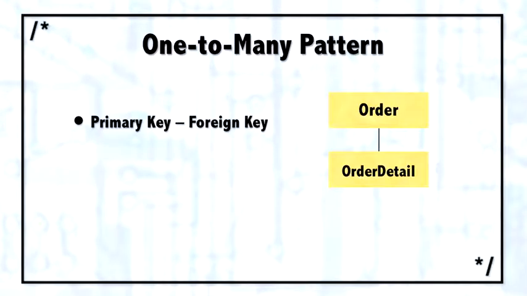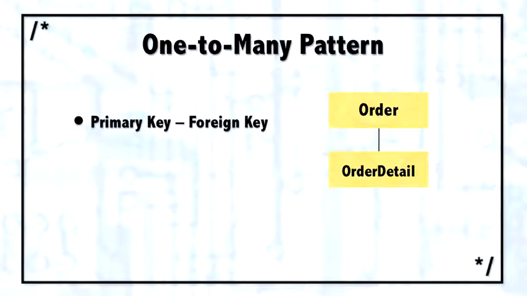The most common pattern is the one-to-many pattern, meaning that there's one row in the primary table with a primary key, and it relates to multiple rows in the secondary table using a foreign key. For an example, let's look at an order detail table.